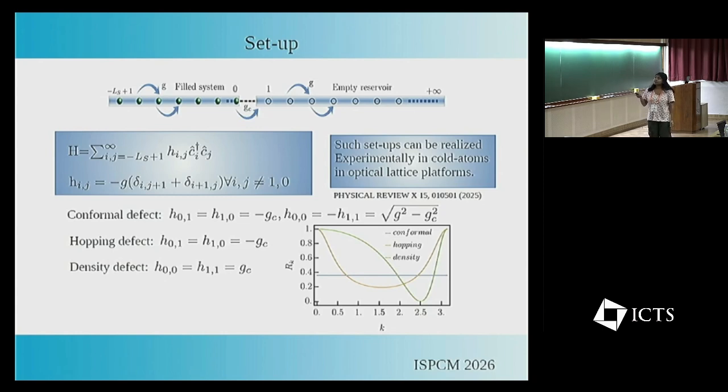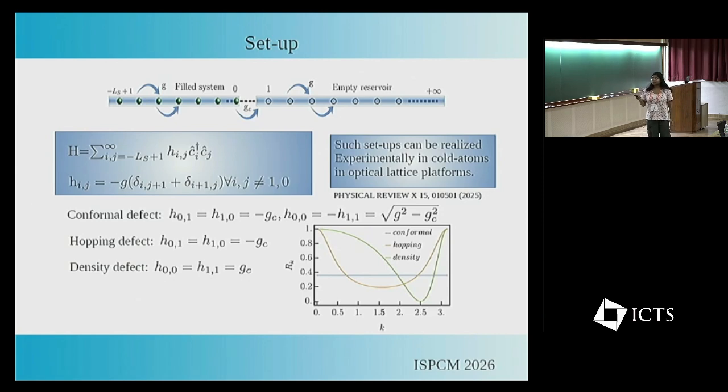Here the small h_ij is the single particle Hamiltonian for this setup, and the c_i dagger c_j are the fermionic creation and annihilation operators. The single particle Hamiltonian has this form, where the small g is the nearest neighbor hopping, and we can design different kinds of point defect by changing this coupling parameter g_c.